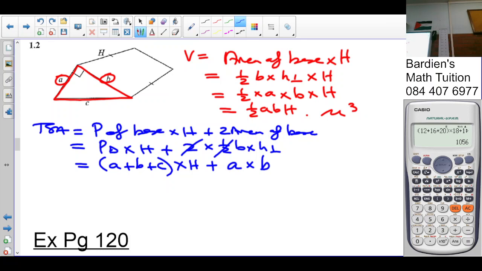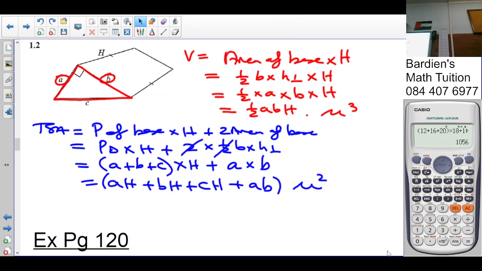So if you want, you can leave your answer like that. Okay. Or you can multiply this, getting rid of the bracket. You can simplify it. So it's AH plus BH plus CH plus A. And this is going to all be units squared. Total surface area. Okay.